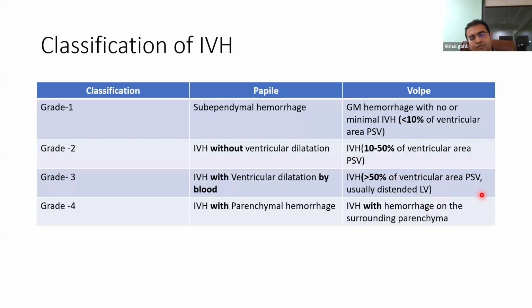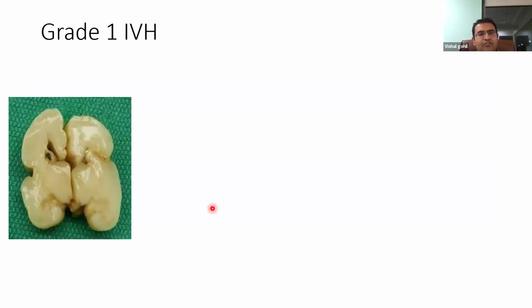They generally label it as grade 3 IVH plus periventricular white matter injury, or grade 1 IVH with periventricular white matter injury, because grade 1 can cause your grade 4 IVH or parenchymal hemorrhage. It's not necessary to follow the sequence like grade 1, grade 2, grade 3, grade 4. We'll discuss that in grade 4 IVH. Okay, so let's talk about grade 1 IVH.